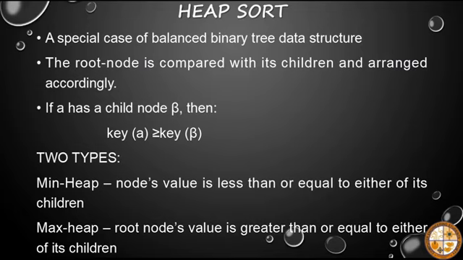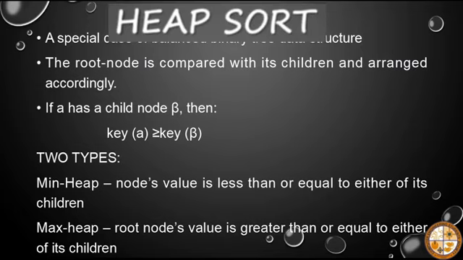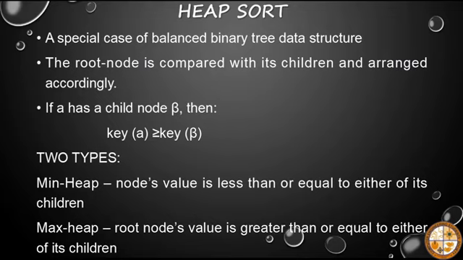The fifth example is heap sort, a special case of balanced binary tree data structure. The root node is compared with its children and arranged accordingly. If A has a child node B, then key of A is greater than or equal to key of B. Two types of heap sort: min heap and max heap. First, min heap. Node's value is less than or equal to either of its children. Max heap. Root node's value is greater than or equal to either of its children.